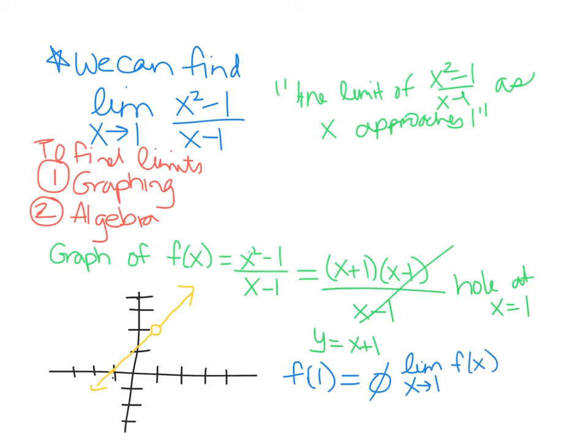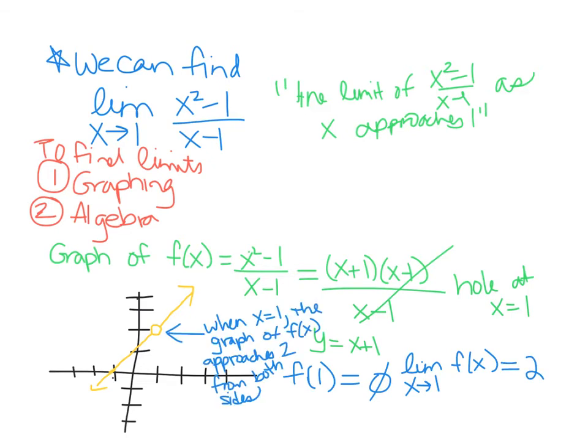So the limit is going to be found by looking at x equals 1. You want to know what y value the graph is approaching from both sides. And you'll find that from the right side and the left side, the graph is approaching 2. So just to reiterate, the way that we know what this limit is, is because when x equals 1, the graph of f of x approaches 2 from both sides.